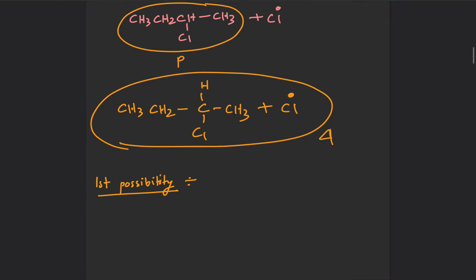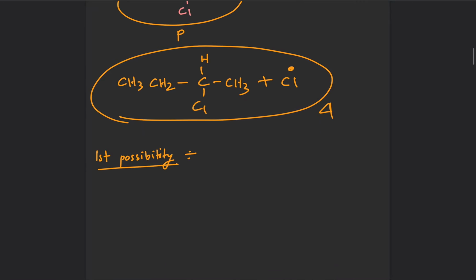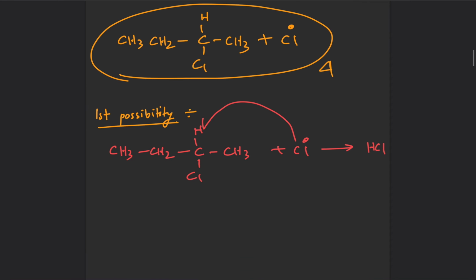The first possibility is when this chlorine combines with this H to form HCl as one of the products, and then we are left with this free radical. Okay, so I will show it separately. CH3, CH2, CHCl, CH3 plus Cl. So this combines with this H to form the HCl, and we are left with this radical, that is CH3, CH2, C dot, CH3, Cl.